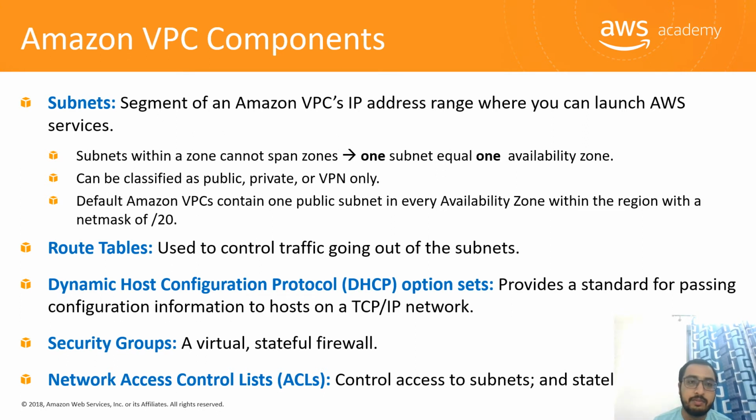A route table is used to control traffic going out of the subnet. DHCP provides a standard for passing configuration information to hosts on a TCP/IP network. A network ACL is a virtual stateful firewall. It controls the access to the subnet and maintains the inbound and outbound rules.